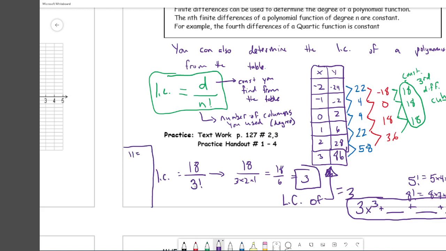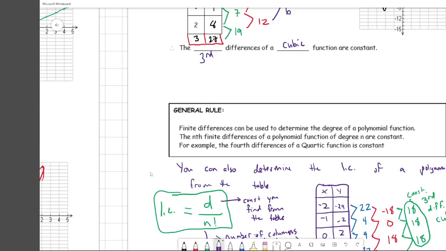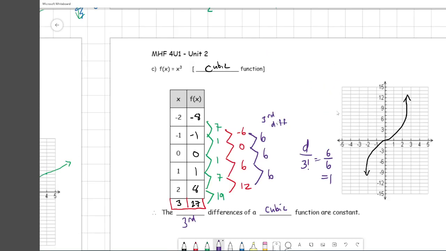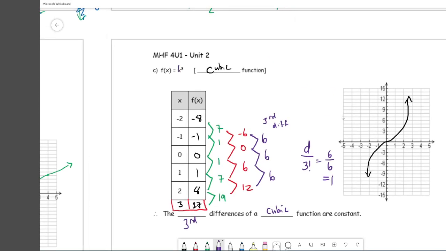So let's just make a quick chart over here. 1 factorial is 1, 2 factorial is 2, 3 factorial is 6, 4 factorial is 24, and 5 factorial is 120. I can't think of a reason why you would need to go. You don't even think you need 5, honestly, but that's 1, 2, 3, and 4, just in case you need them. And you can see, if we go back up here, if you take d value divided by 3 factorial, you get 6 over 6, which is 1, and that is in fact the leading coefficient of this one, right? It starts with a 1.